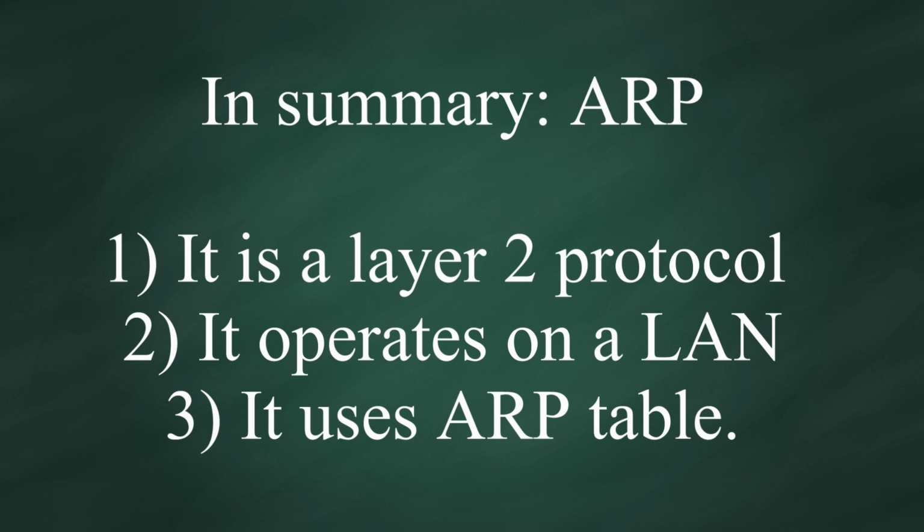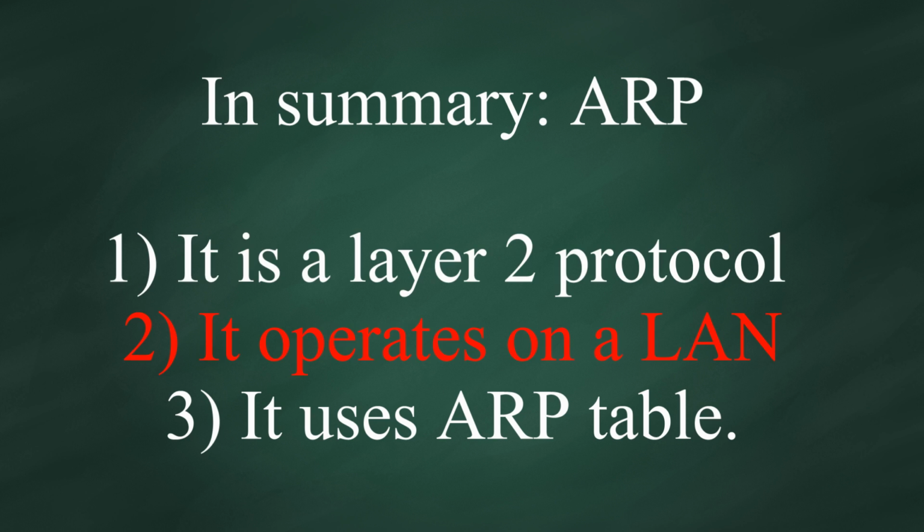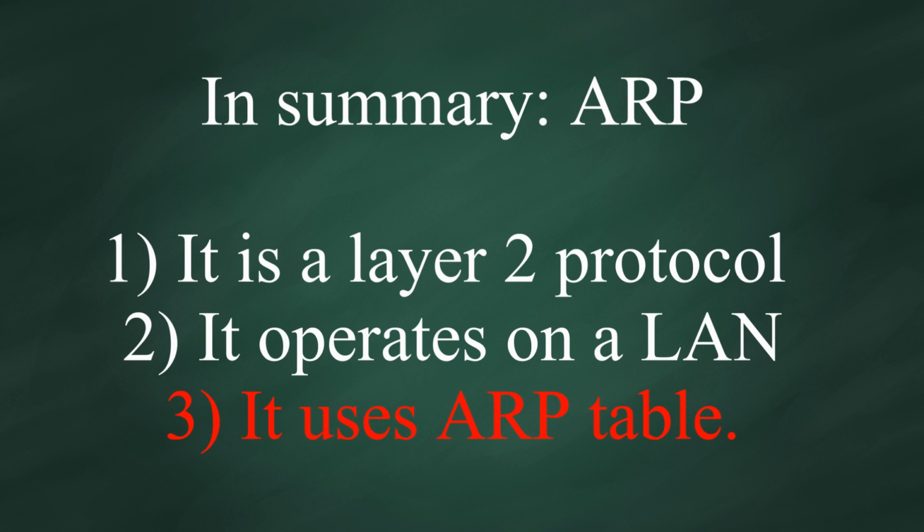In summary, 1. ARP is a layer 2 protocol that uses a layer 3 IP address to find a layer 2 MAC address. 2. ARP operates only on a local area network or the same broadcast domain because ARP relies on broadcasting. 3. ARP uses and updates the ARP table.